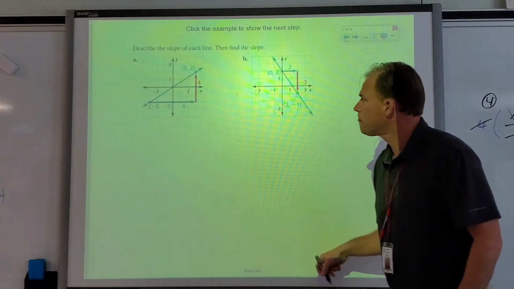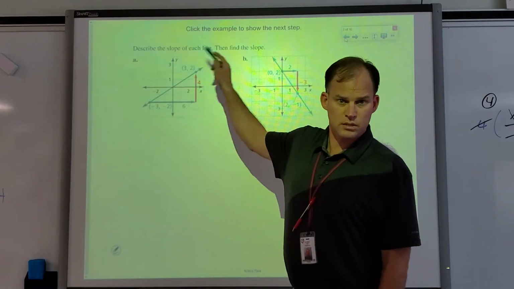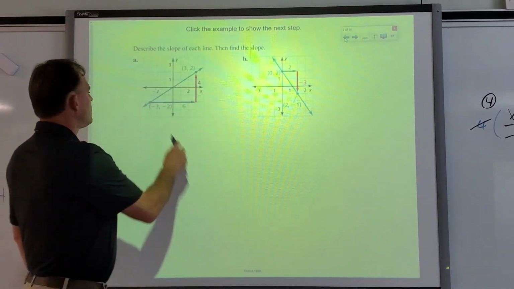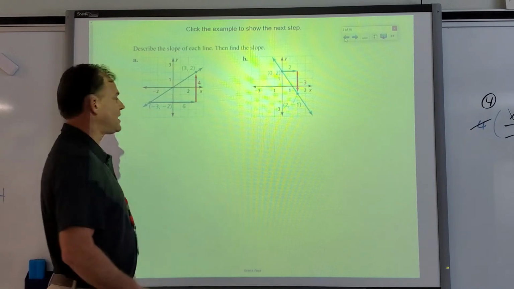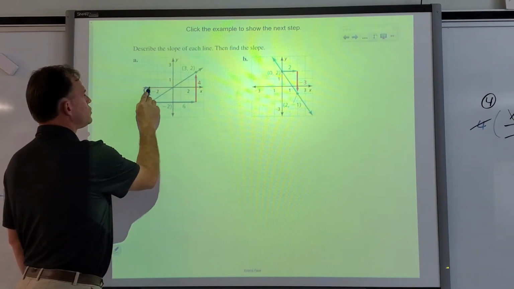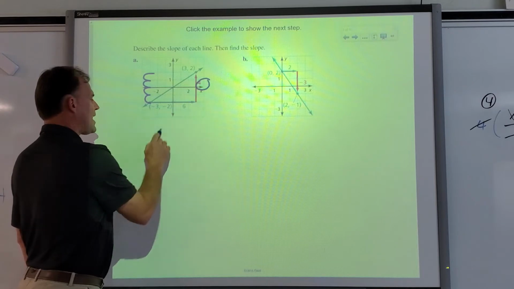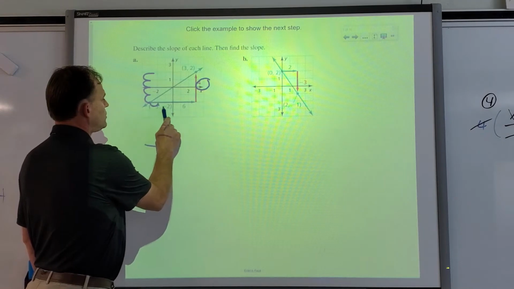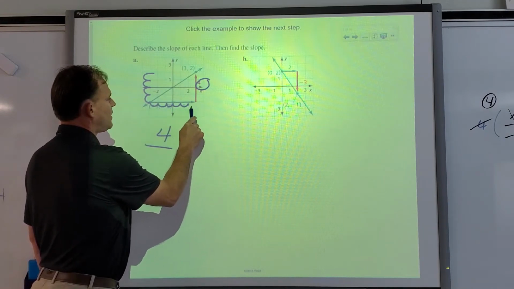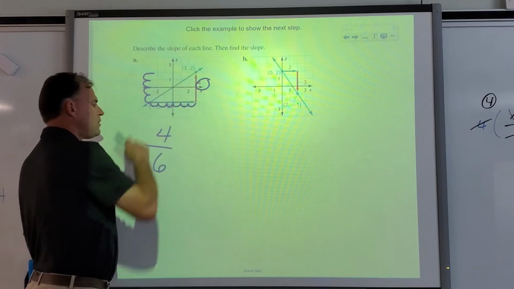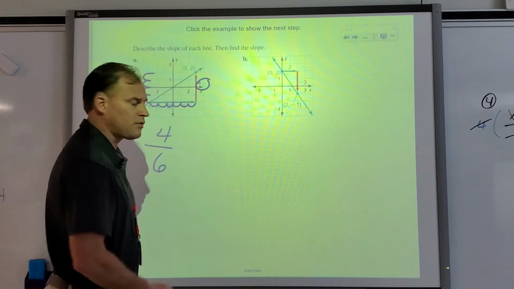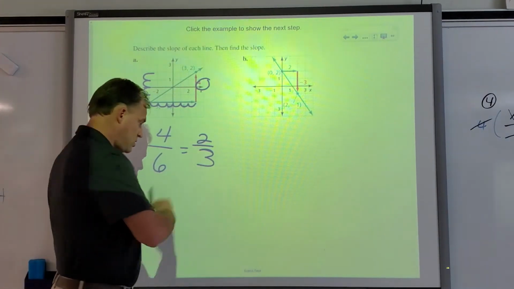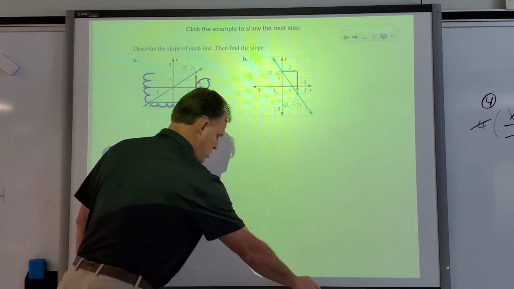So, here we go. Sketch this. 3, 2, negative 3, negative 2. What is the rise from this point to this point? Well, we can count. It goes 1, 2, 3, 4. So the rise is 4. What's the run? 1, 2, 3, 4, 5, 6. So the slope of this line is 4 over 6, and we always want to simplify our slopes, so that's 2/3. All right, the slope here is 2/3.